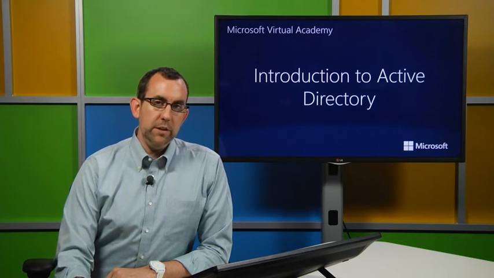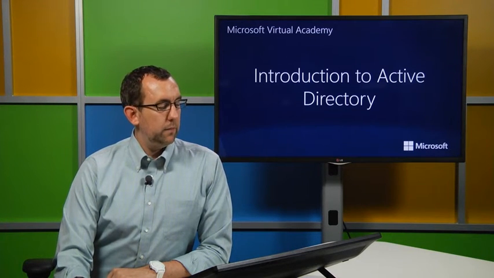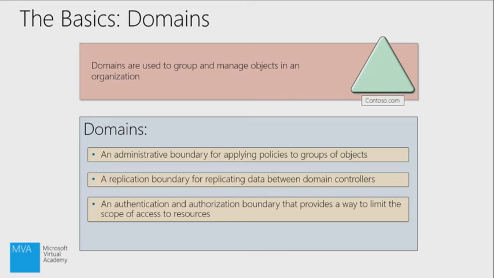There are administrative boundaries for applying group policies and objects, a replication boundary for replicating data between domain controllers potentially, and an authentication and authorization boundary that provides a way to limit the scope of access to resources.